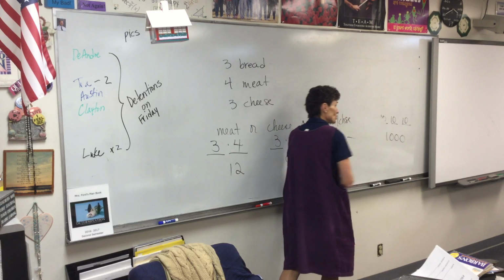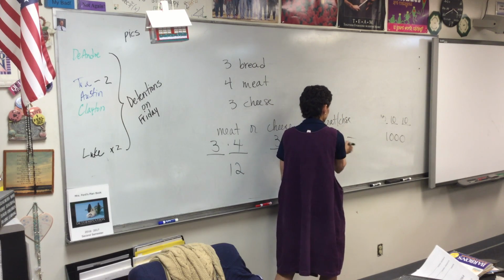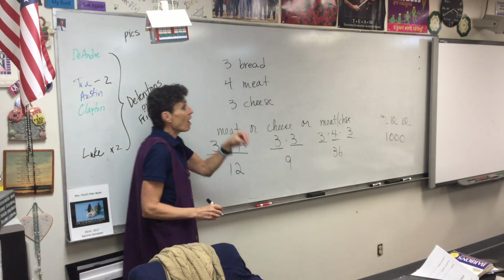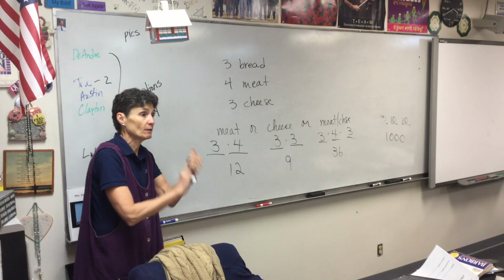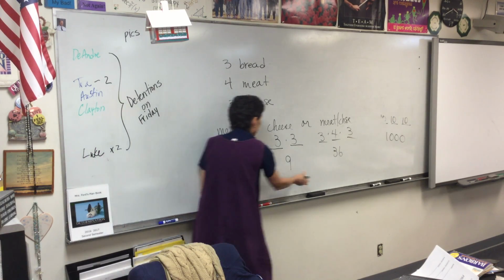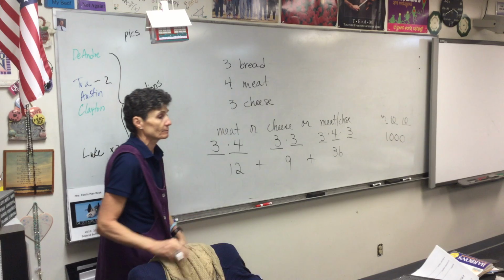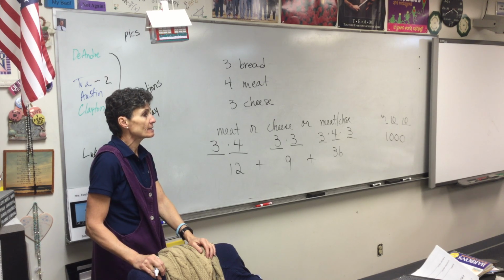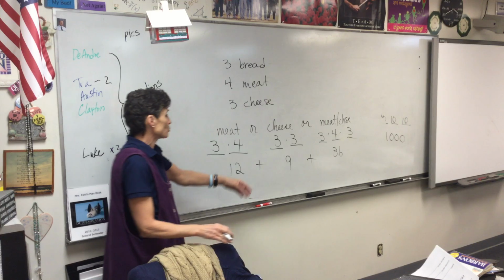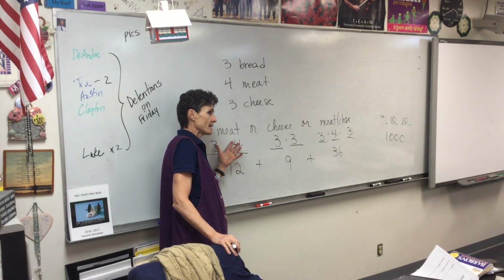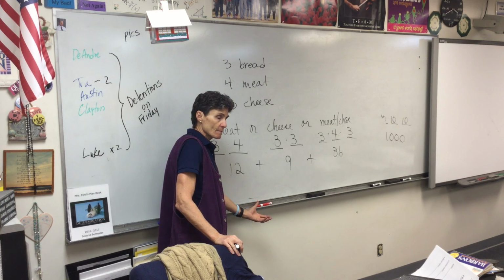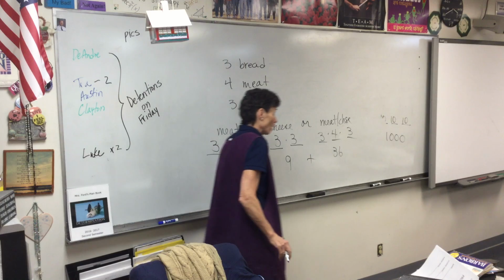Now we're going to buy meat and cheese. 3 times 3 times 4 times 3. 36 of those. How many sandwiches are available for you to order? 57. Add them up. 57. Does everybody see the difference between when I am multiplying and when I am adding? 57. Yeah, or means that.